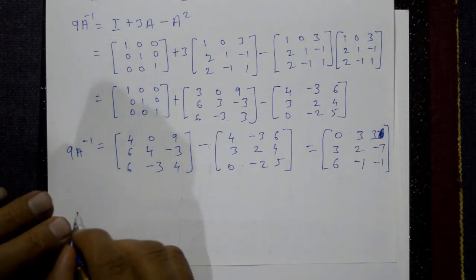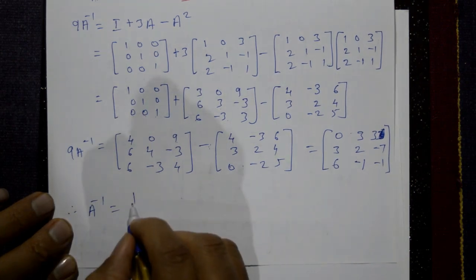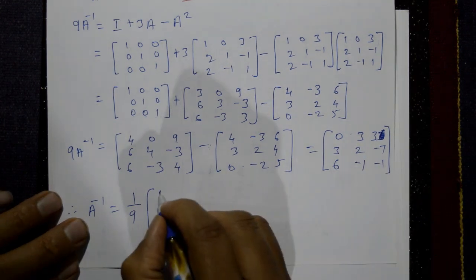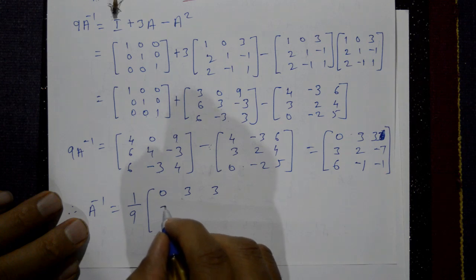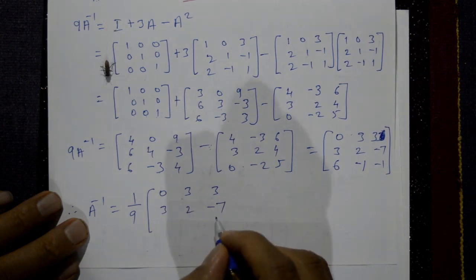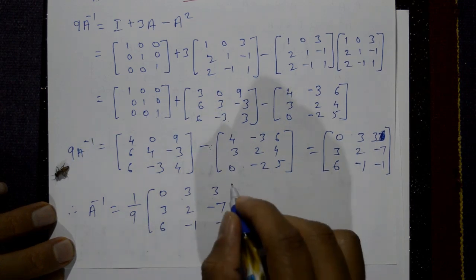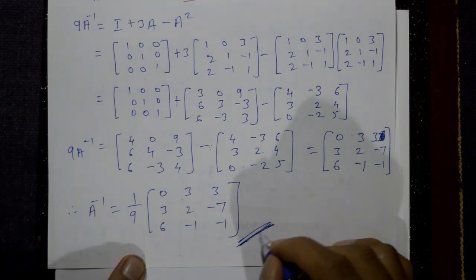Okay, therefore the inverse of A, 9 cross multiplied, means 1 by 9, times 0 3 3, 3 2 minus 7, 6 minus 1 minus 1. So this is the required inverse of the matrix.